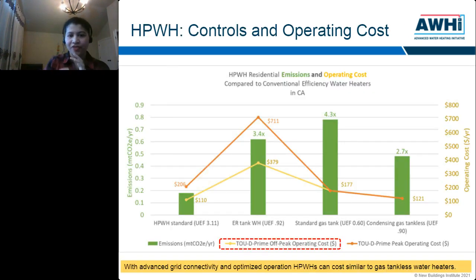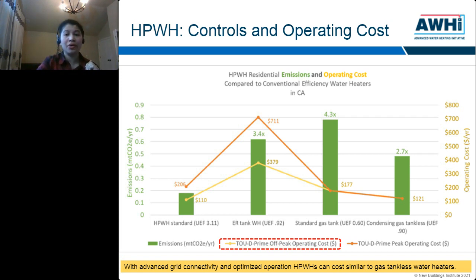Now a few slides focused on grid connectivity. As part of the Advanced Water Heating Initiative, New Buildings Institute focused some analysis on heat pump water heaters and all the conventional water heating technologies, which are electric resistance water heaters, gas tank water heaters, tankless water heaters, and condensing tankless water heaters. What we observed is that the green bars here are the emissions, which are 3 to 4 times lower with heat pump water heaters compared to any conventional water heater.